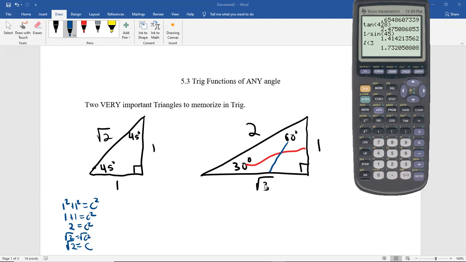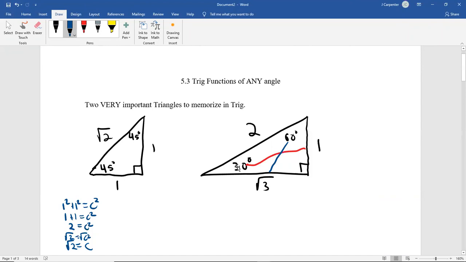So that's the middle number. And it might confuse you because you might just think it's a 3. No, it's square root of 3. So again, smaller angle gets the smaller number. Bigger angle gets the bigger number. The biggest side is the 2, and that's opposite the biggest angle of 90 degrees.